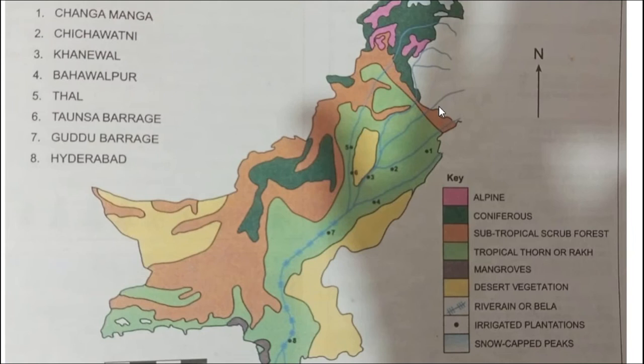So, looking at the location of the irrigated plantations, it is indicated by a dot. So where and all do you find these dots? Number one is Chichawatni, Changa Manga. Number two is Chichawatni. Number three is Carnival. So the whole series goes on and on. Number five is Thal that we already discussed, and number seven is the Guddu Barrage here, and this is also in the Hyderabad region, right? So these dots that you get marked will be the irrigated plantations.